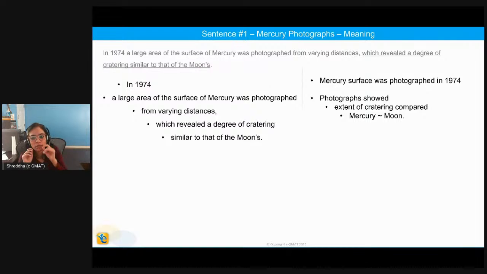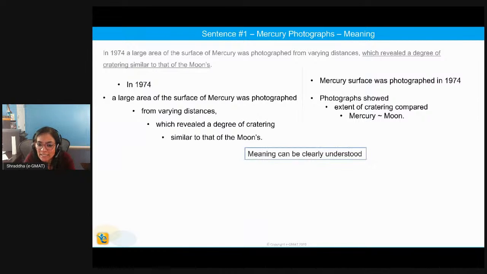So the sentence is saying that the surface of Mercury was photographed in 1974. The photographs thus obtained showed an extent of cratering that has been compared with the cratering of the moon. So this sentence presents the comparison between the cratering on the surface of the moon and the cratering on the surface of Mercury. Is the author presenting the meaning clearly through this sentence? Yes. The meaning is very clear from the way the sentence is written. So we are done with our first step.